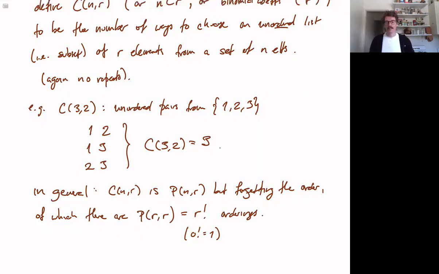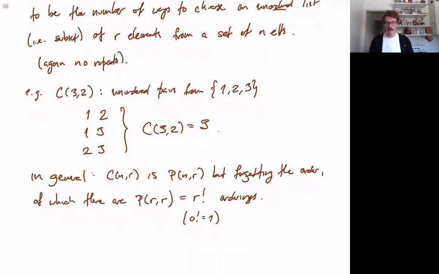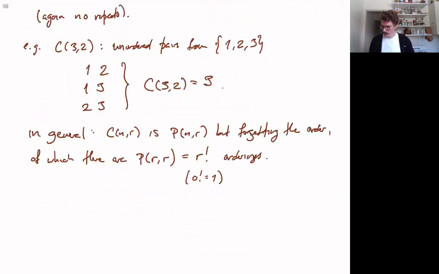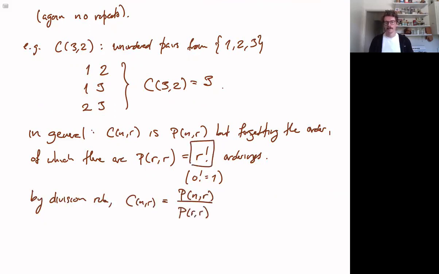So in order to get the number of subsets without worrying about ordering, we just divide by that number. So C(n,r) is P(n,r) divided by P(r,r), which is r factorial, as we said. And using this formula, this is n factorial divided by r factorial times (n minus r) factorial.